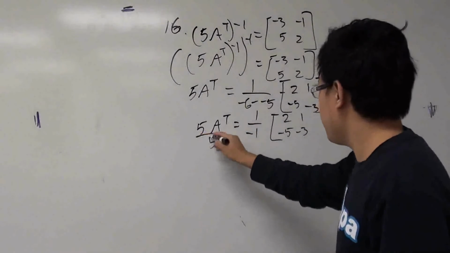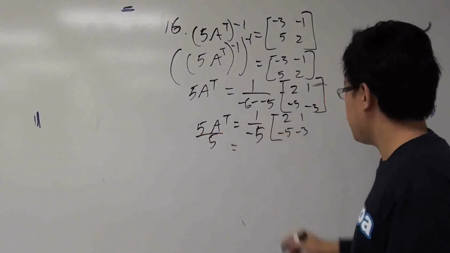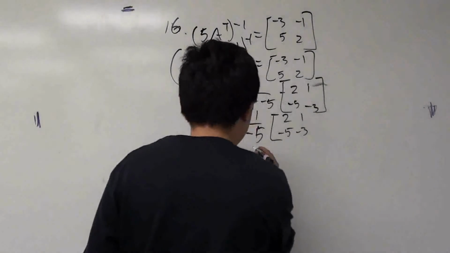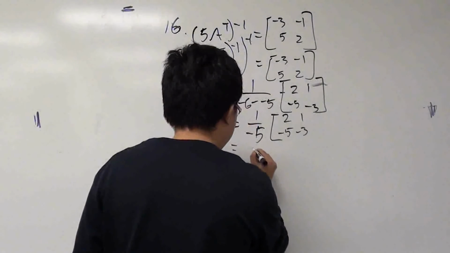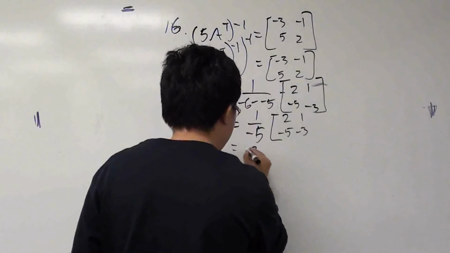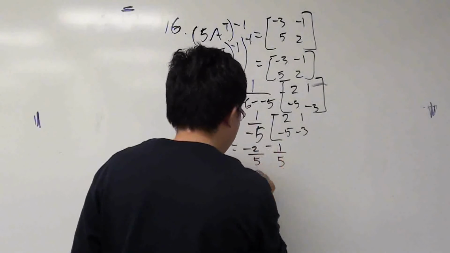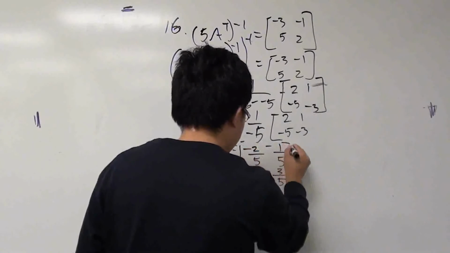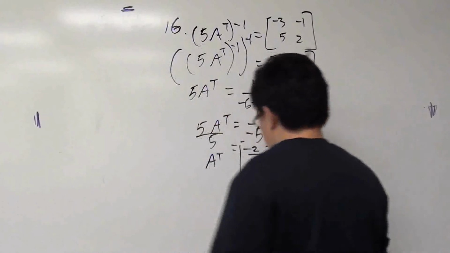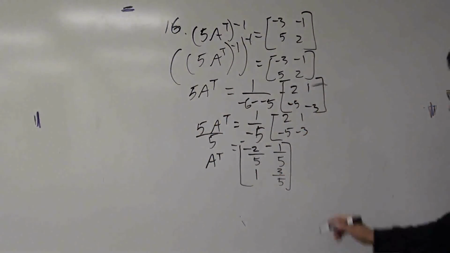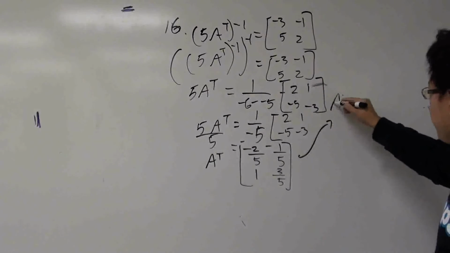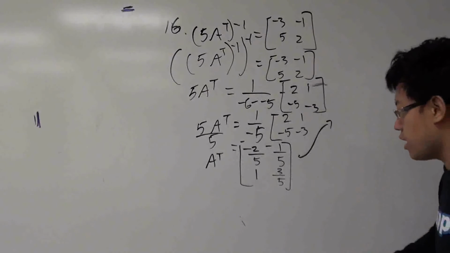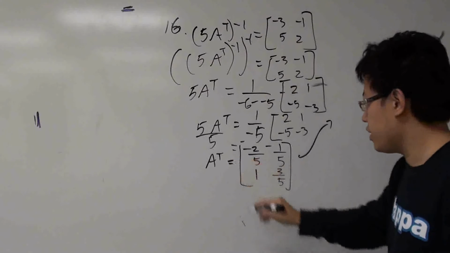Okay, divide by 5, so 5 goes here. Let's divide by 5 as well. So it's going to be 2 over 5, negative 1 over 5, negative 1, and 3 over 5. That's going to be that. So now we're going to do the transpose, which itself isn't very hard. Oh no, this is already transposed. So we have to do the reverse.